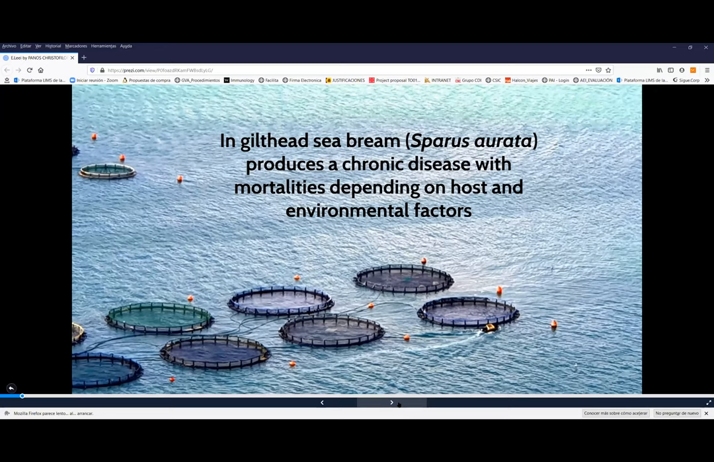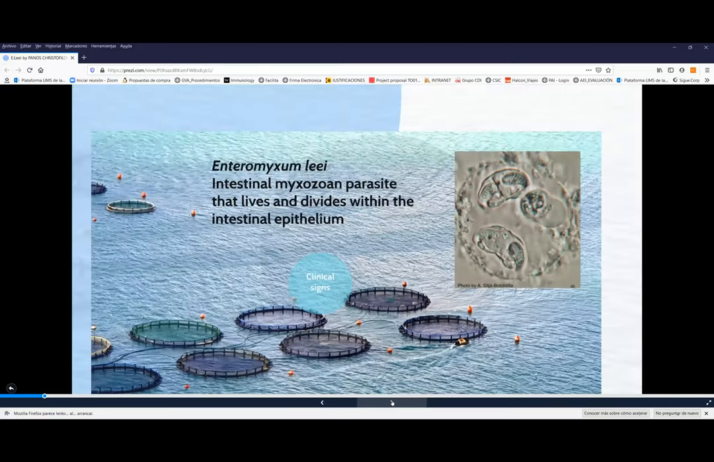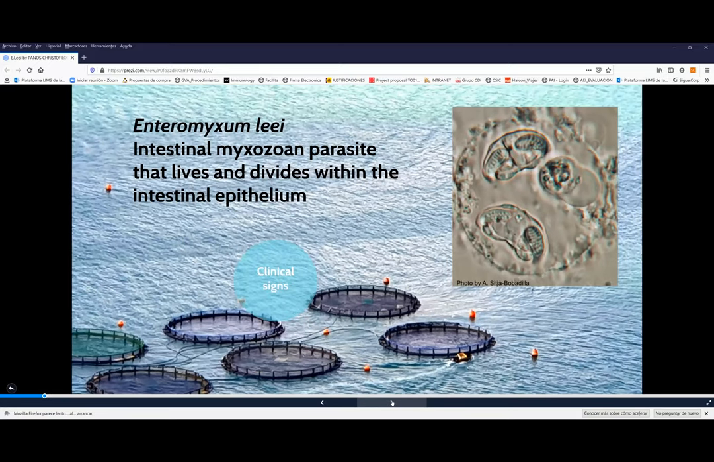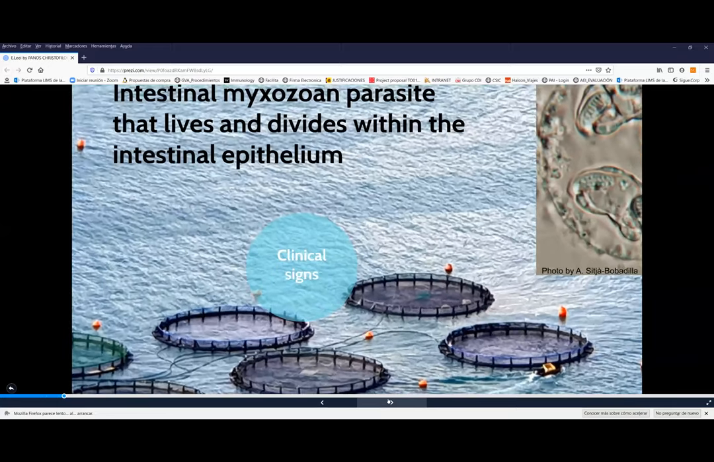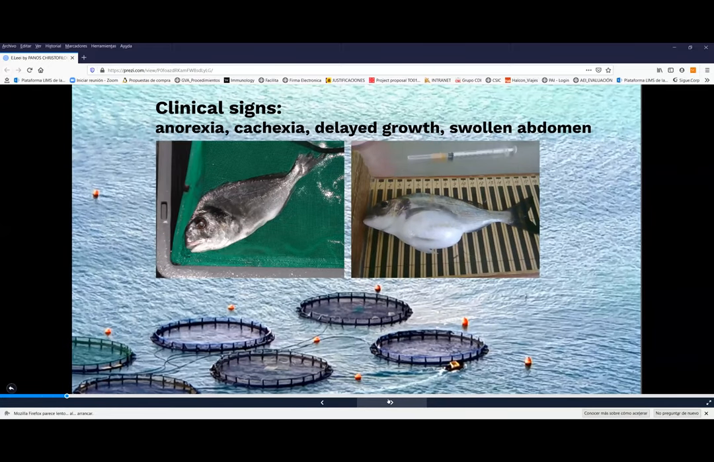mortalities. And because this parasite lives and divides in the intestine of the fish, it will disrupt the intestine and will cause problems with nutrient absorption. Therefore, the typical clinical signs you can find with this parasite are weight loss, anorexia, cachexia, delayed growth, sometimes swollen abdomen, and eventually death.